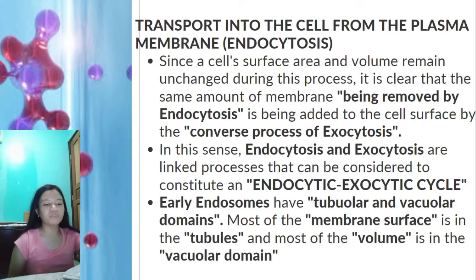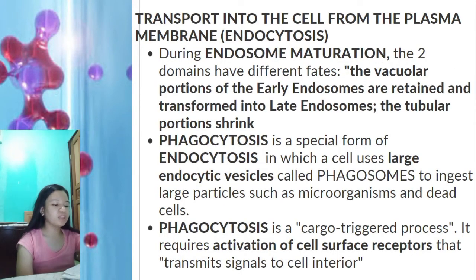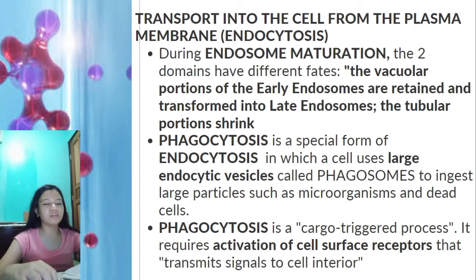So, early endosomes have tubular and vacuolar domains. Okay, so mostly the membrane surface is in the tubules and most of the volume is in the vacuolar domain. During endosome maturation, the two domains have different fates. The vacuolar portion of the early endosomes is retained and transformed into late endosomes, and the tubular portions shrink.